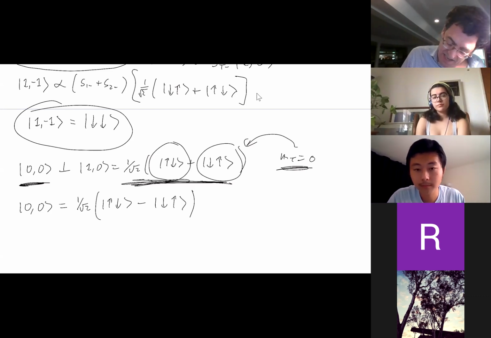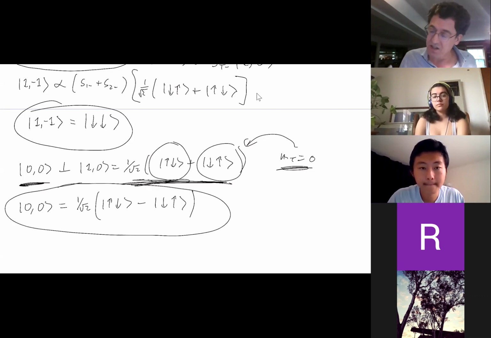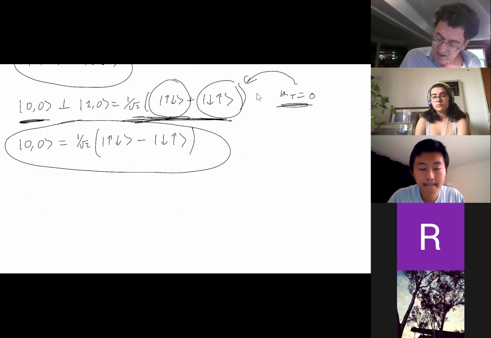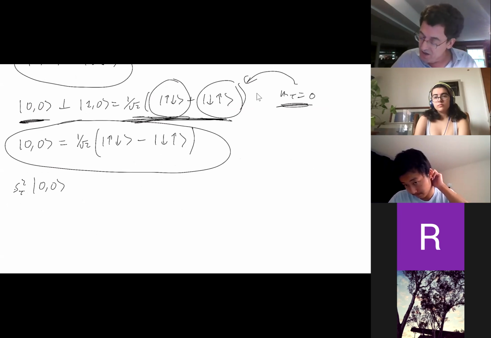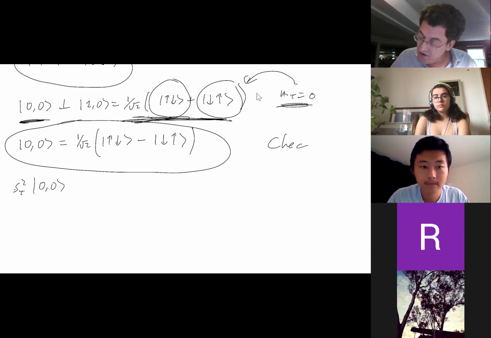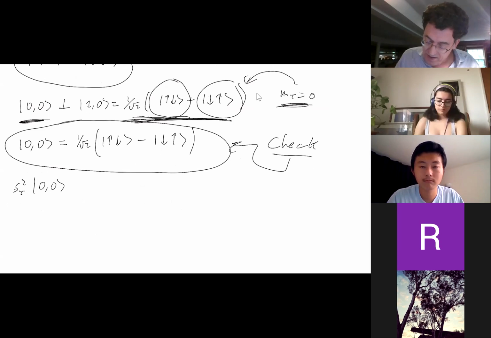And that's it. That's the one. That's the answer. And of course, you can check. You can take the S total squared operator and act on this new state. I'm not going to go through the algebra. I want you to do it. Check on your own by actually doing this algebra. But when you do that, you'll get 0.